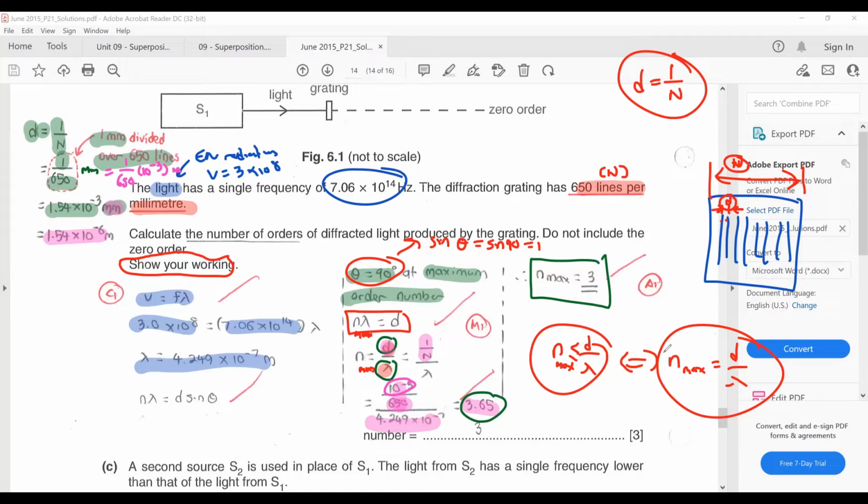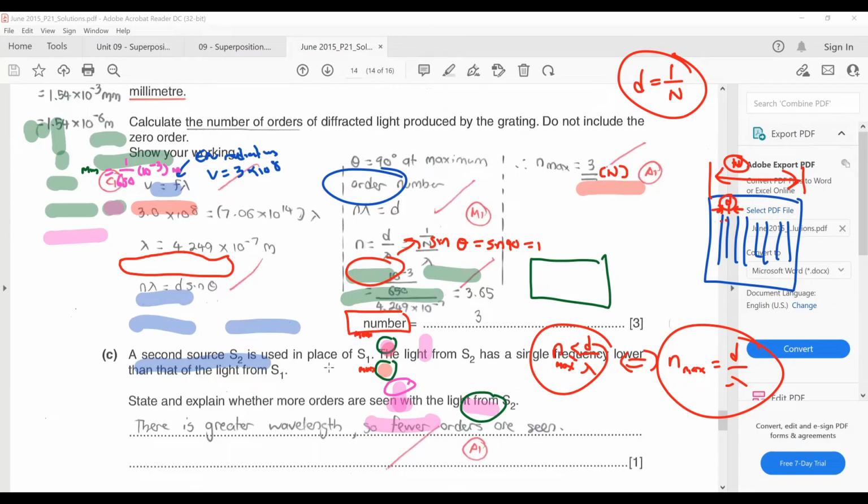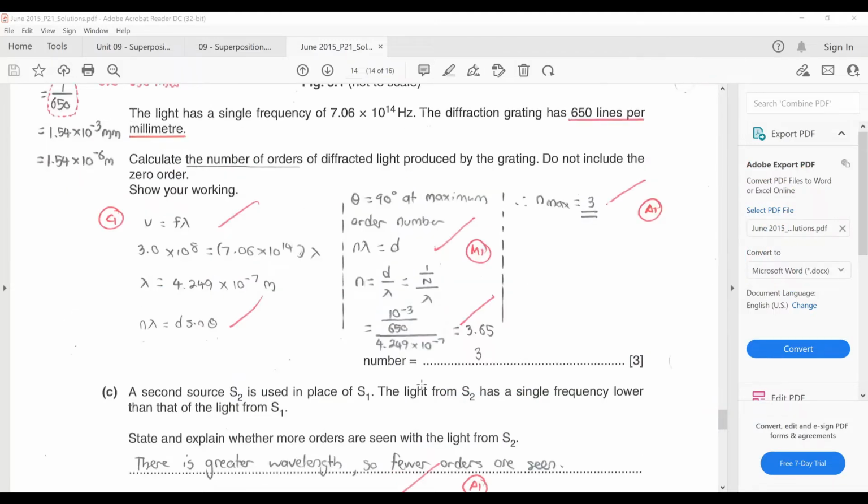If you are okay with this, then maybe I move on to the next section, part C. I'll clear off everything here. Now you have a second source S2 that is used in place of S1. The light from S2 has a single frequency lower than that from S1. State and explain whether more orders are seen with light from S2.